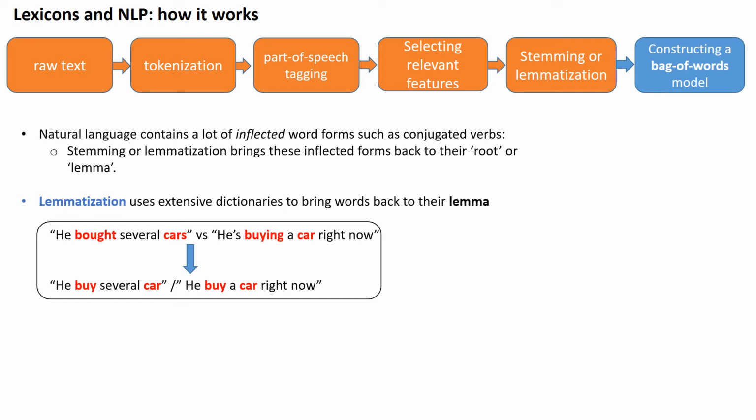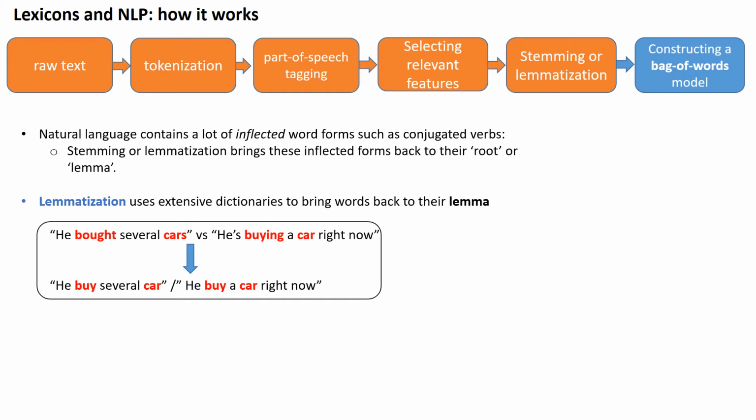There are two ways you can do this. Lemmatization is a smart way of doing this. It uses extensive dictionaries to bring words back to what they call their lemma. In other words, it uses knowledge engineered by humans that we feed to the algorithm about the inflected verb and word forms. Here are a couple of examples. "He bought several cars" is an entirely different sentence than "he's buying a car right now." Still, both sentences basically refer to the same type of action: someone is buying a car. So we want to make these sentences uniform.